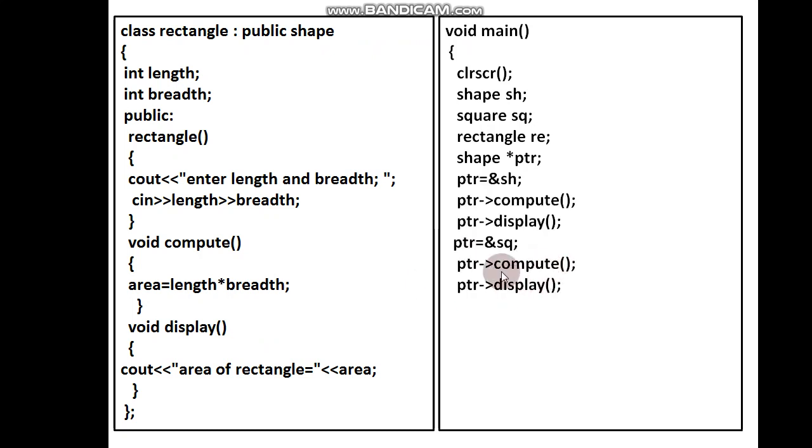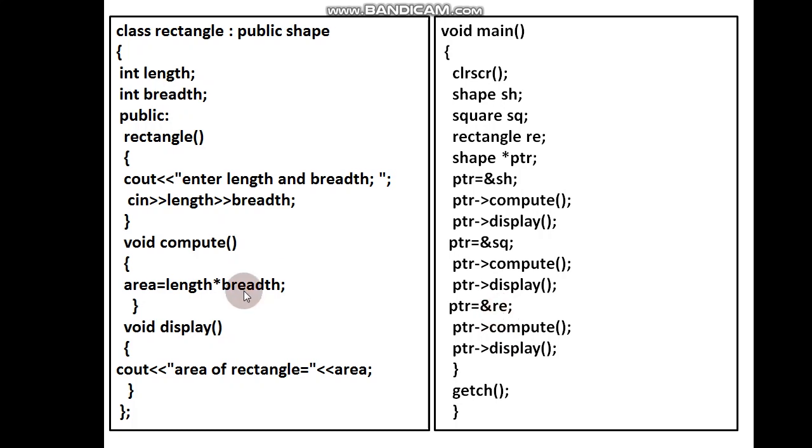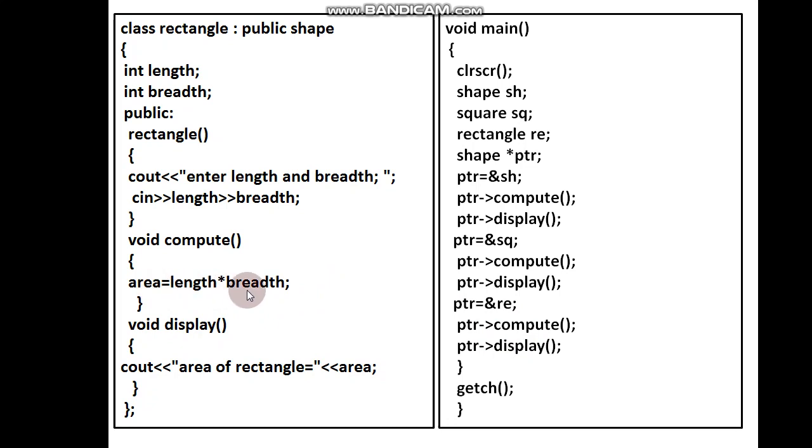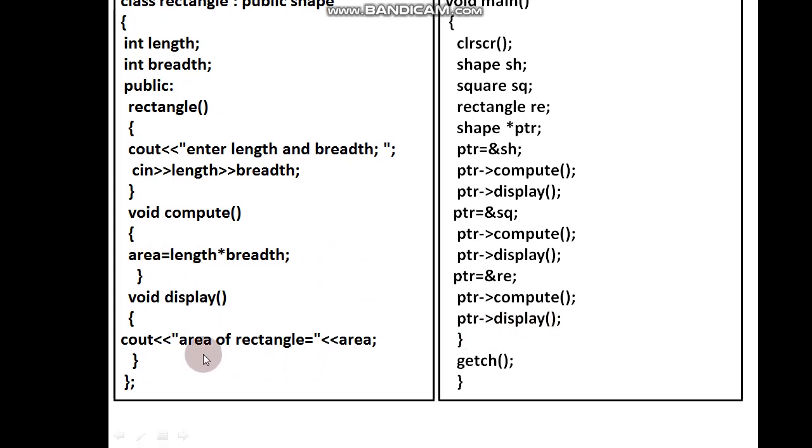When we store address of square object into ptr and we call compute and display, these are the functions called from square class. In this function, area of square will be calculated. Here area of square will be displayed. If we store address of the rectangle object into ptr, compute will calculate area of rectangle, display will display area of rectangle.